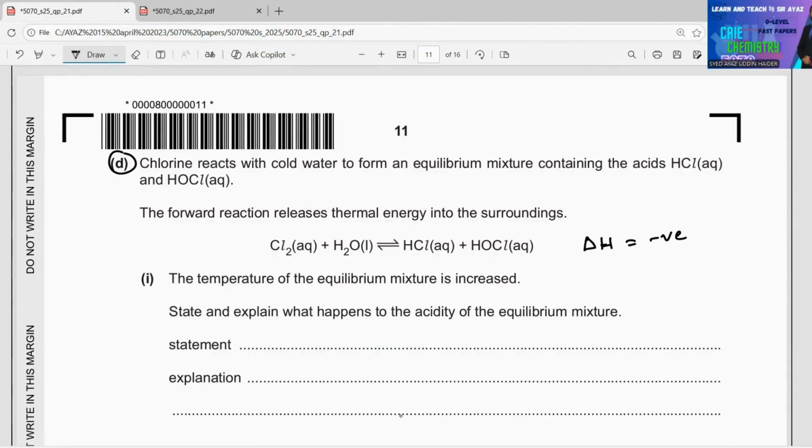So first of all, you should know in which direction the equilibrium will shift. If you increase the temperature, it will shift to the endothermic side. So if forward is exothermic, the backward must be endothermic. So equilibrium will shift to the backward side. Now, on the backward side, that is on the reactant side, there aren't any acids there. So acidity will definitely decrease. So you write decreases.